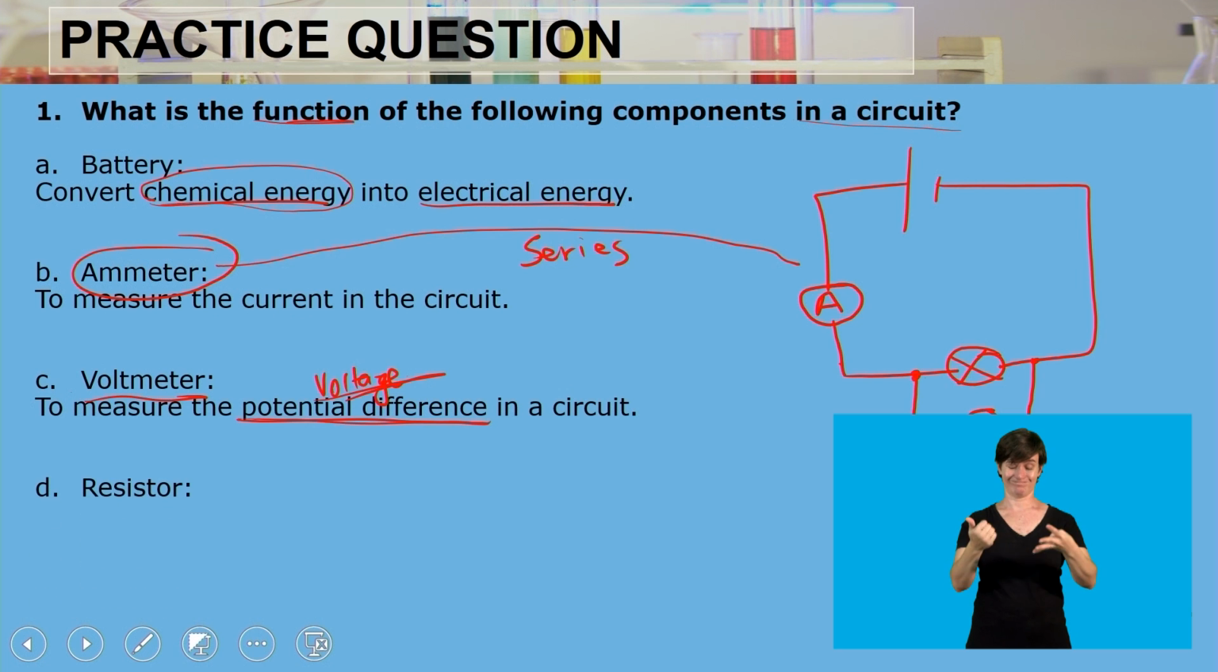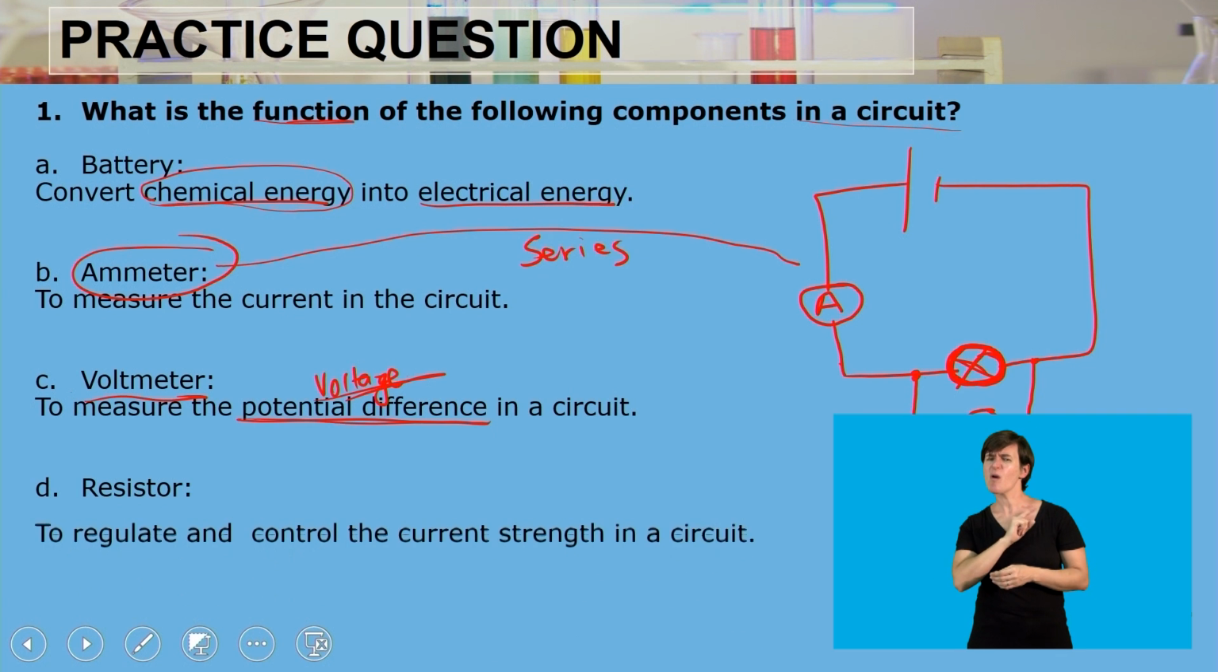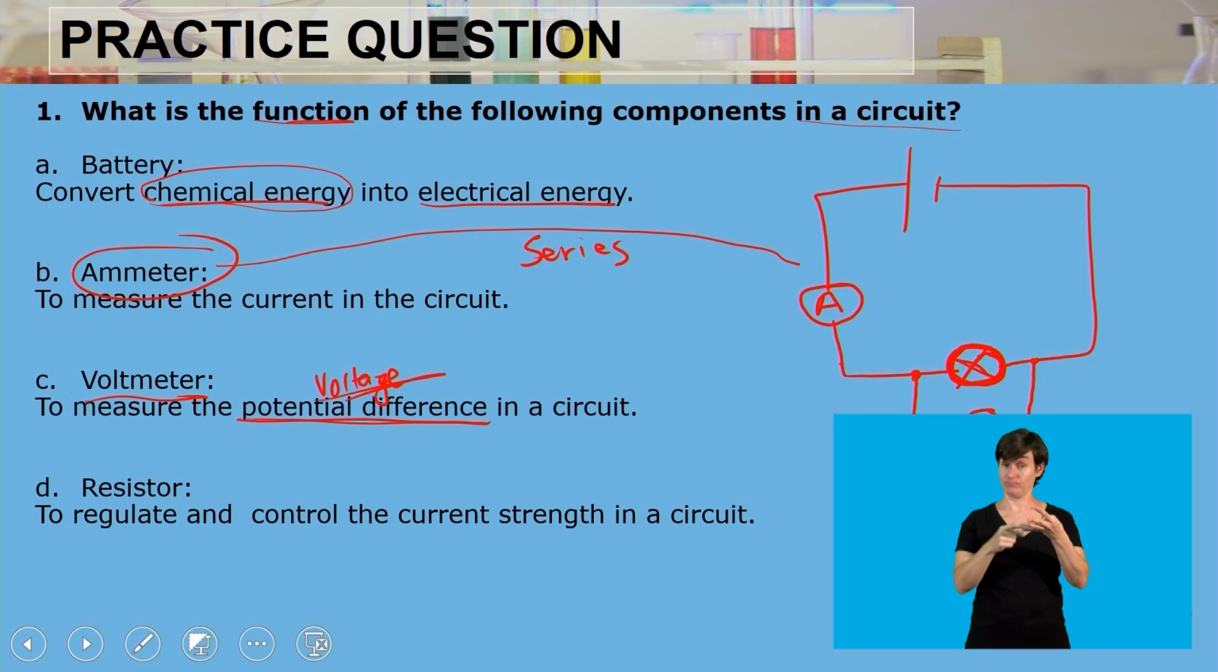Next component, we have a resistor. We need to know what a resistor is used for in a circuit. This is an example of a resistor, in this case a light bulb. So why do we use a resistor in a circuit? We are using a resistor in a circuit because you want to regulate or to control the current strength in a circuit.